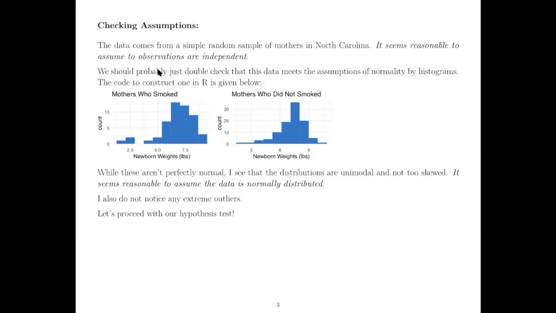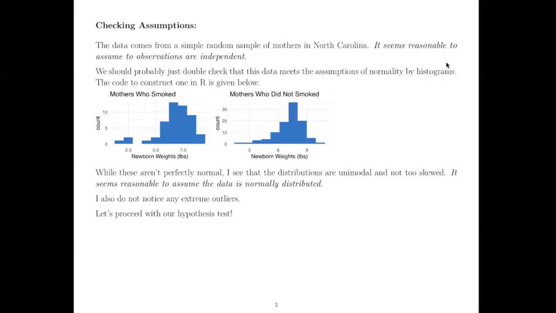There's this assumption that the data should be approximately normal. There's a bunch of different ways to check this, but for now we're just going to use histograms because we're already sort of familiar with histograms to show the distribution or the spread. So I put a histogram here of the mothers who smoked. We can see the distribution of the data, and mothers who did not smoke, and see the distribution of the data.